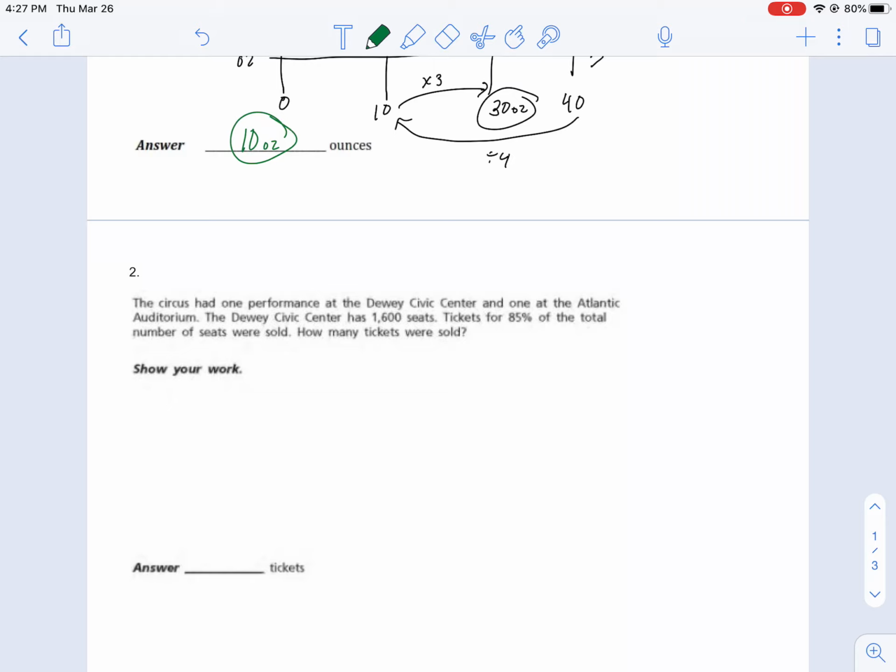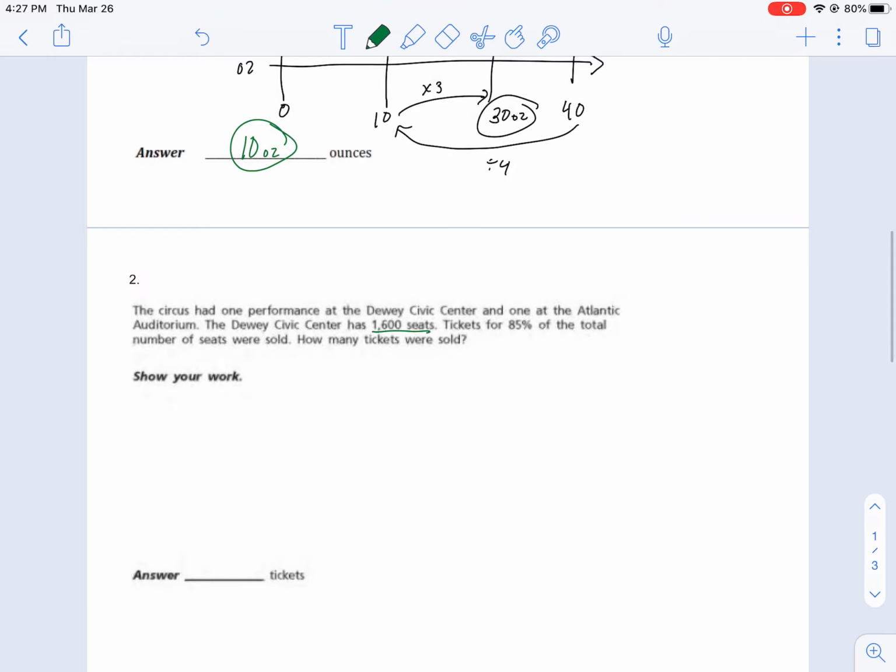The circus had one performance at the Dewey Civic Center and at the Atlantic Auditorium. The Dewey Civic Center has 1,600 seats. The tickets for 85% of the total number of seats were sold. How many tickets were sold? All right, so we have, okay, so it has 1,600 seats. So this is our total.